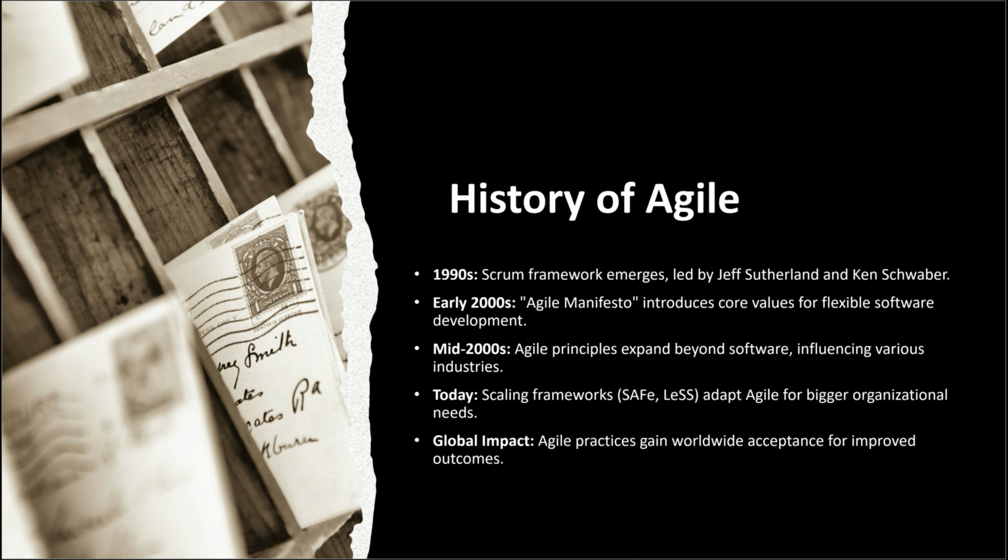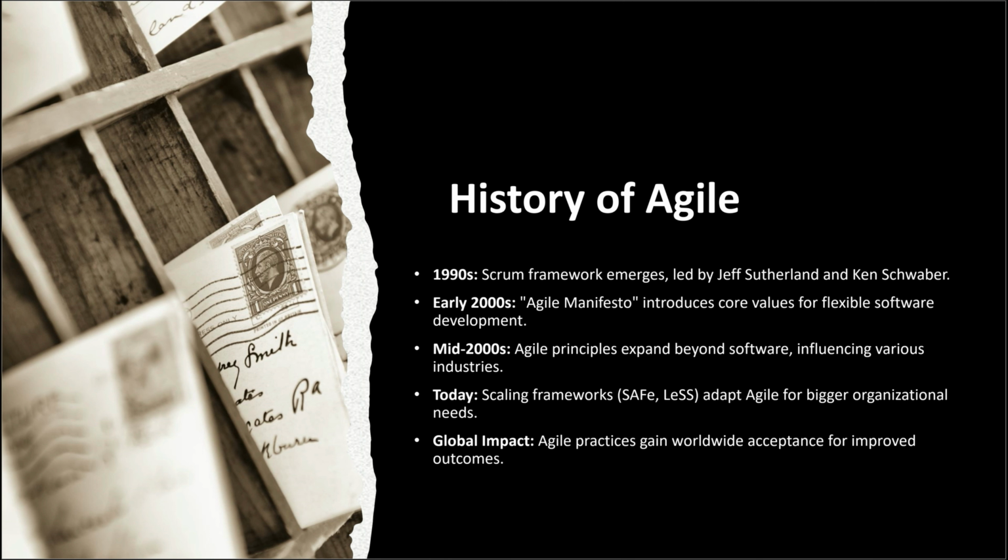History of Agile. In the late 1990s, a new approach called Scrum emerged, led by Jeff Sutherland and Ken Schwaber. It introduced the concept of short, focused development cycles, known as sprints. As we stepped into the early 2000s, a key movement arrived with the Agile Manifesto. It was crafted by visionary software developers. This manifesto defined 4 core values and 12 principles that highlight flexibility, collaboration, and customer satisfaction.